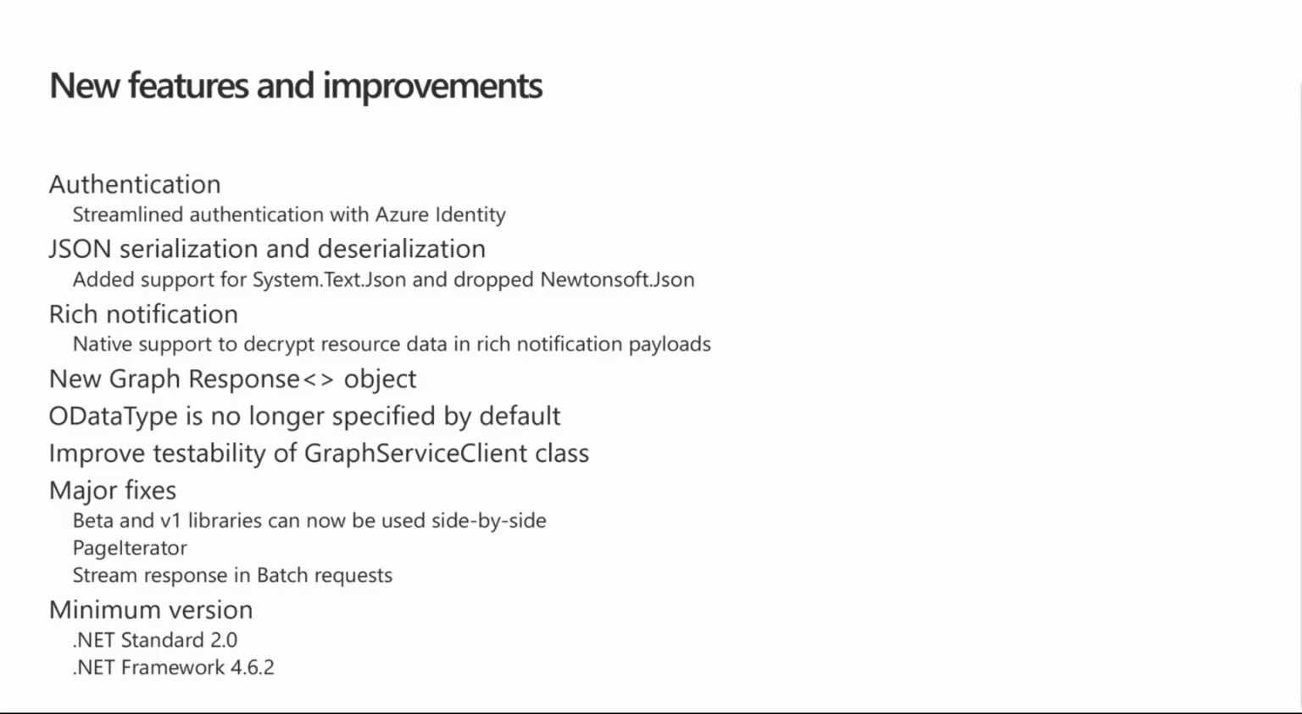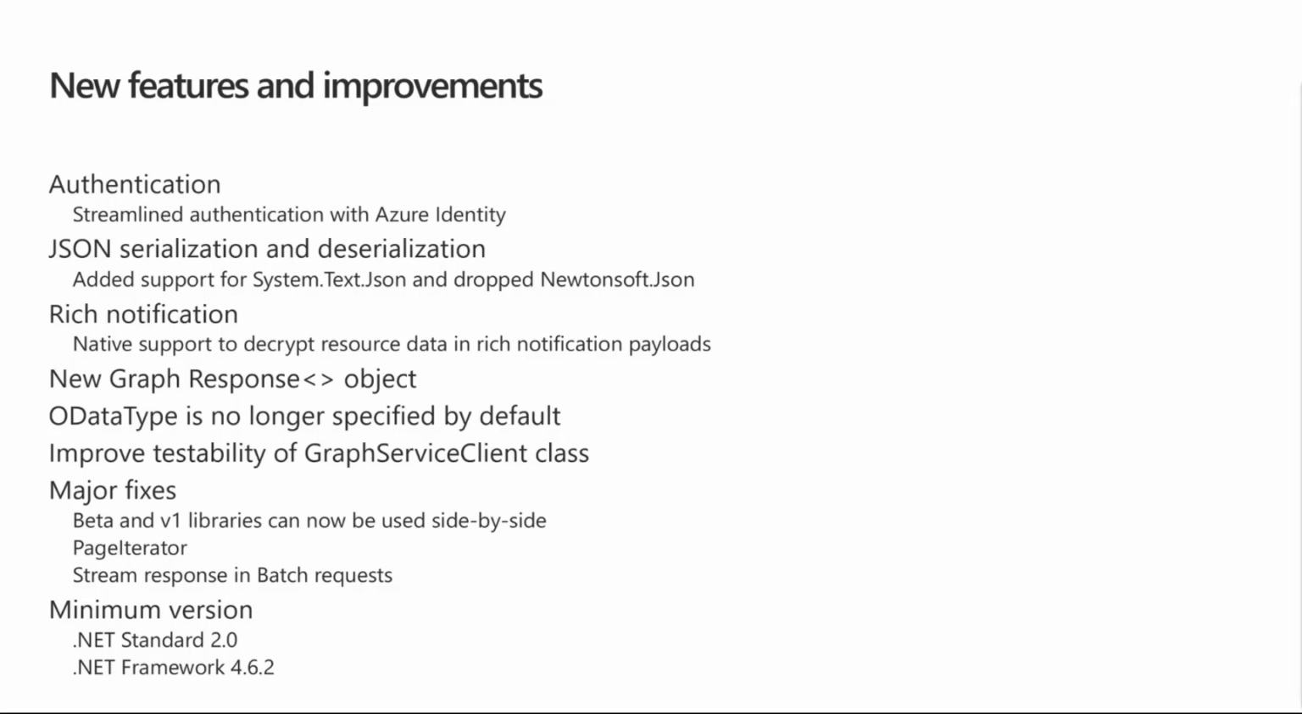And last but not least, here are some of the major fixes included in this version. Beta and V1 libraries can now be used side by side in an application. The page iterator has been moved to the core library, making it accessible through both libraries. And we added support to read stream responses in batch requests.